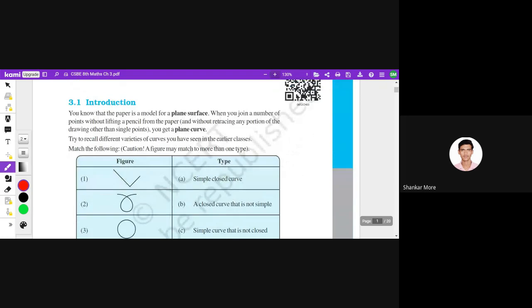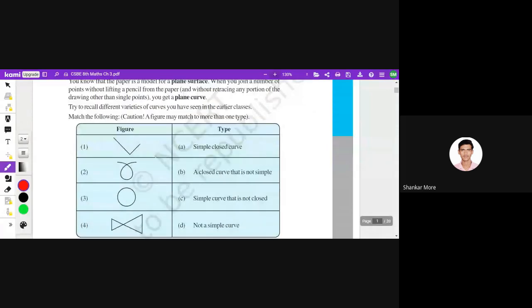So you know that a paper is a model for a plane surface. So when you join a number of points without lifting a pencil from the paper and without retracing any portion of the drawing other than single points, then you get a plane curve. Okay, so this is the simple definition of a plane curve. And try to recall different varieties of curves that you have seen in the earlier classes and match the following. So caution is given there that a figure may match more than one type. It is not like there are four figures and four types. So a figure may relate to more than one type, right?